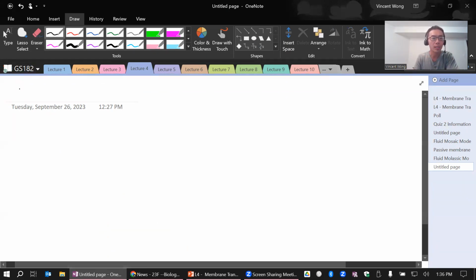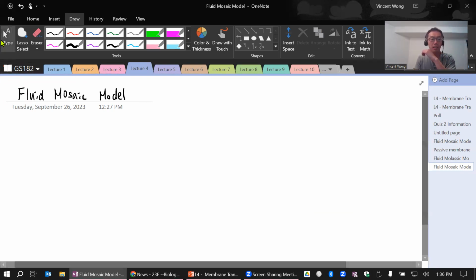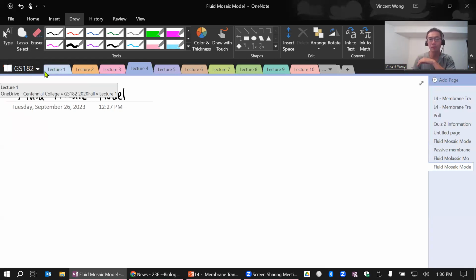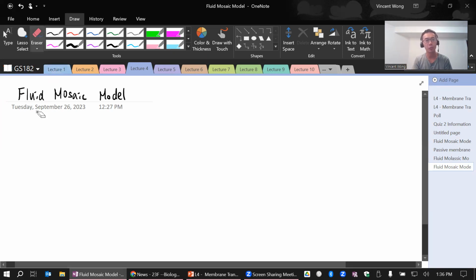So this is called the fluid mosaic model of a cell membrane. Fluid means dynamic. It's not static. Like the wall behind me, that's not fluid. It's not moving anywhere. A cell membrane is not like that. It's fluid. It's able to change. It's dynamic.